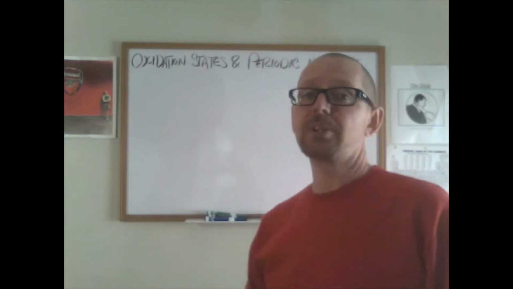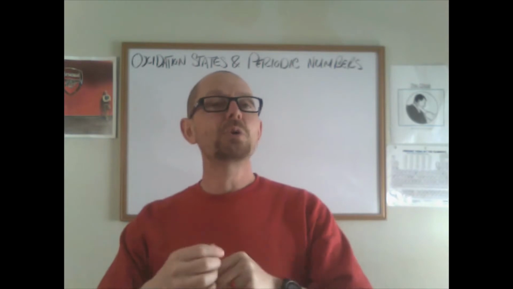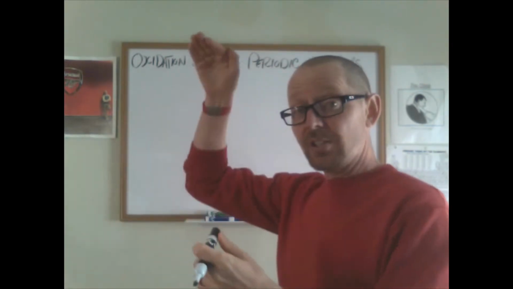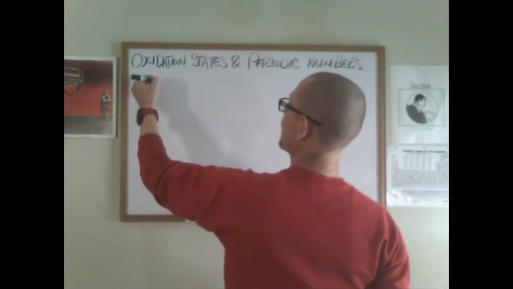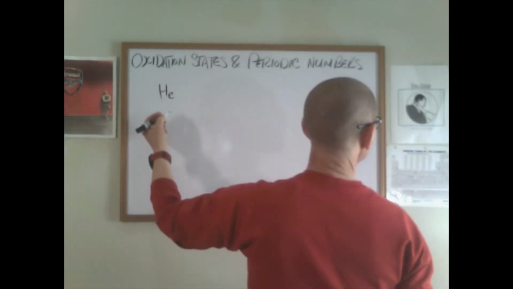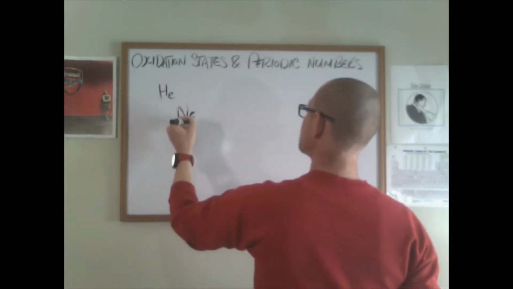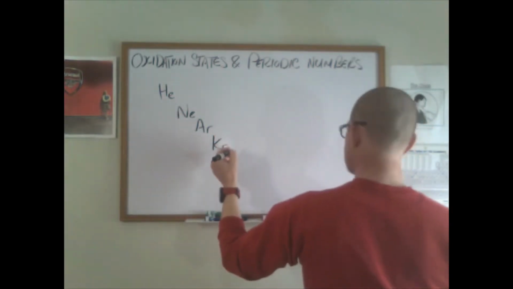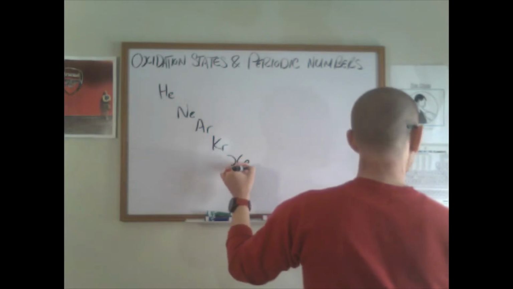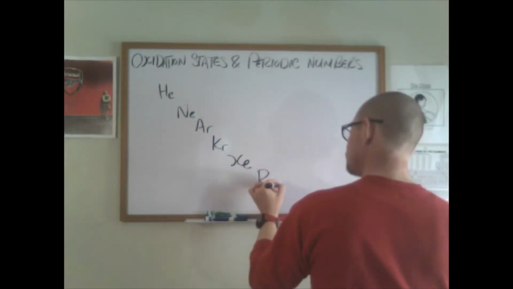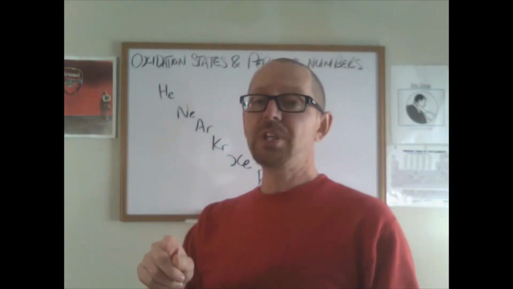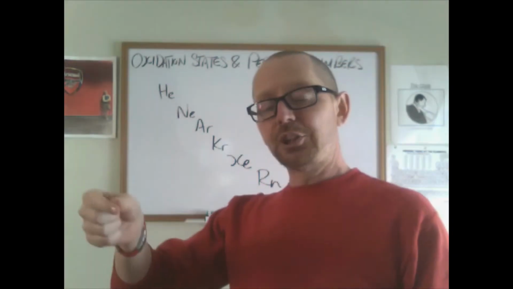So, first thing we're going to do is take a look at the periodic table of elements, and we're going to take a look at the noble gases. So the noble gases, from lightest down to heaviest, are going to be helium, neon, argon, krypton, xenon, and radon.